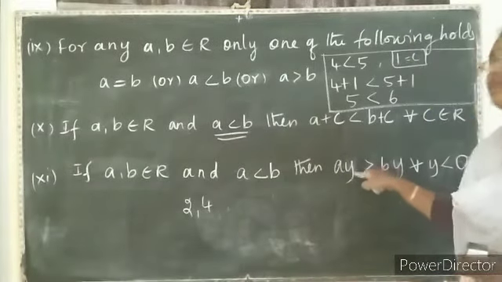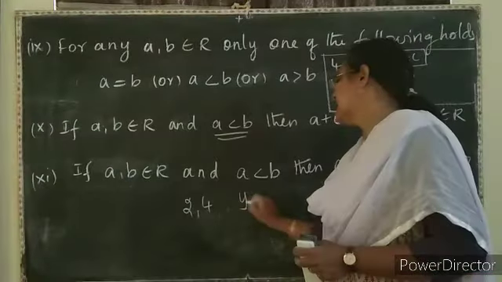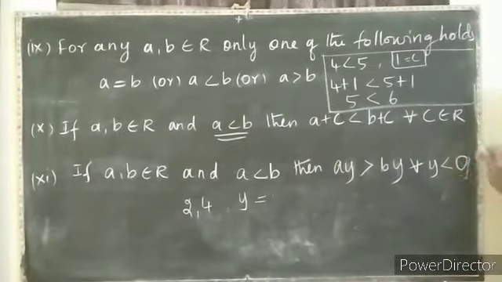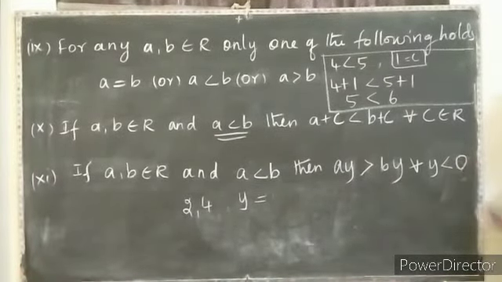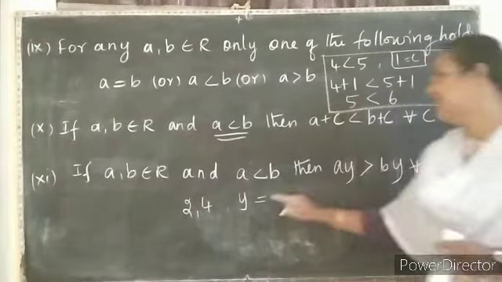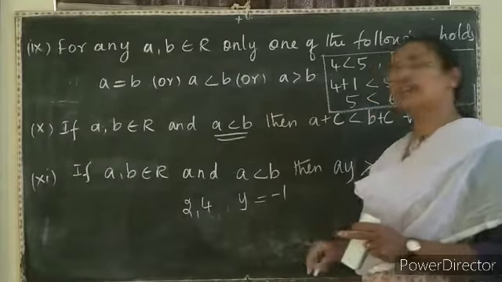Now I am going to introduce one value y, which is going to be less than 0. What does it mean, less than 0? All the negative numbers come under less than 0. So shall we take y is equal to minus 1?